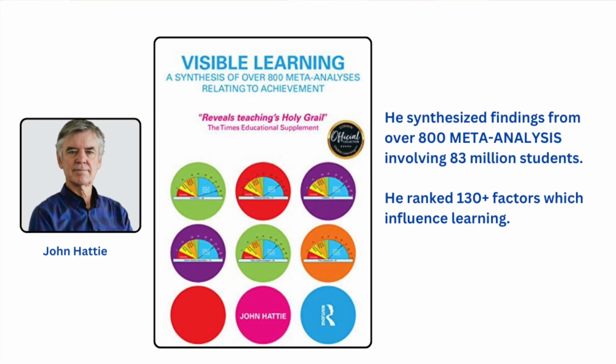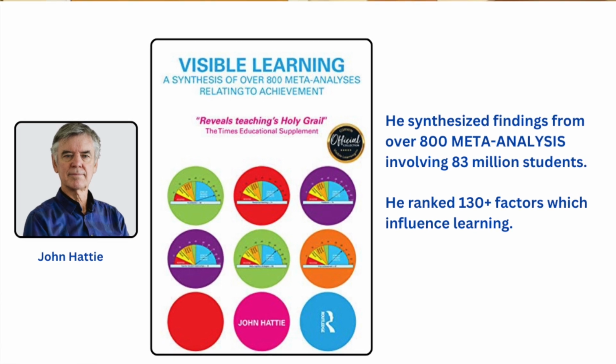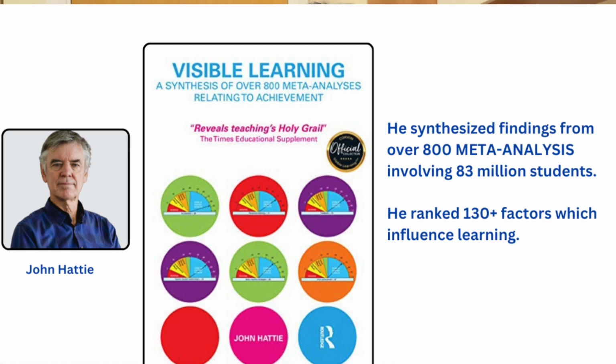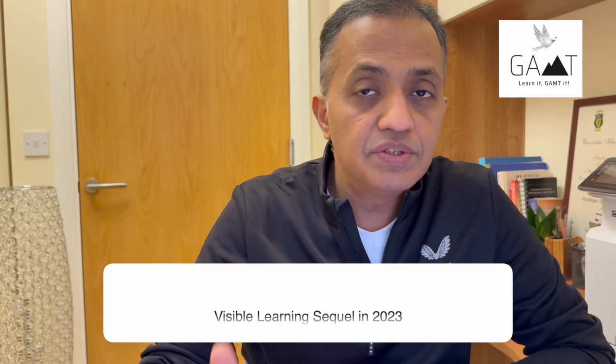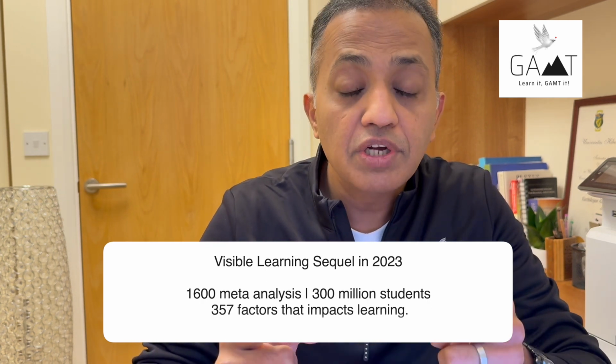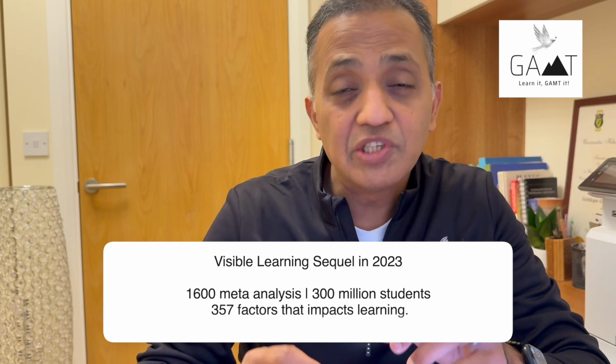So he combined all the meta-analyses on a particular topic and did what is called meta-synthesis. The meta-synthesis allowed him to really condense information from a very large number of studies. He first published his book in 2008 called Visible Learning, where he looked at 800 meta-analyses involving more than 83 million students, right? And he listed 132 factors that can impact student learning. He followed it up with a Visible Learning sequel in 2023, where he looked at 1,600 meta-analyses involving 300 million students. That's a lot of students, right?